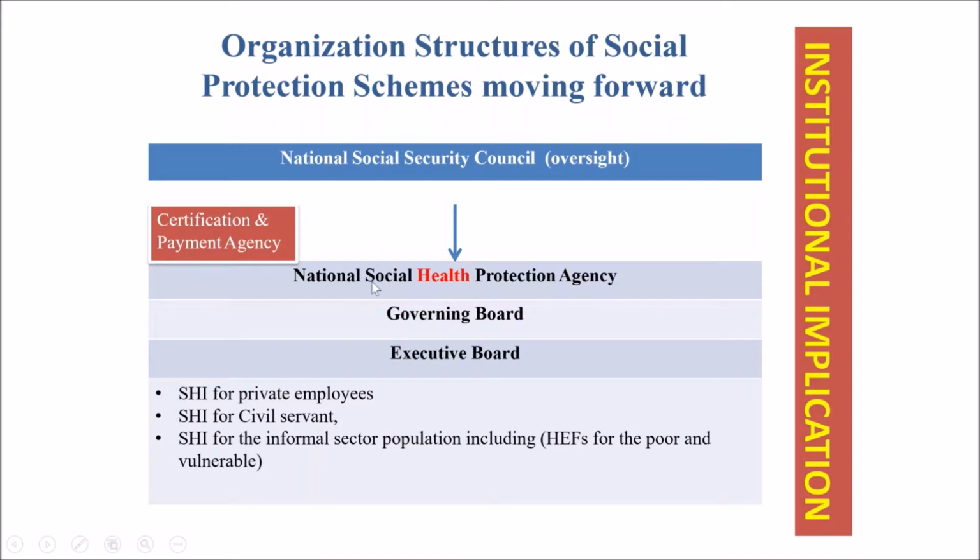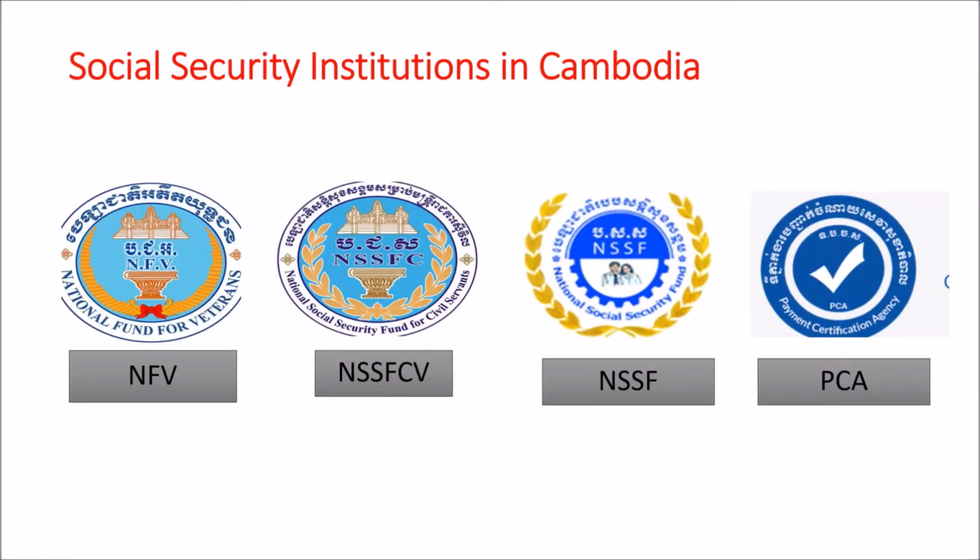And then we have the National Social Health Protection Agency. We have a government board and an executive board, with programs like social health insurance for the private employee, social health insurance for the civil servant, and social health insurance for the informal sector. But this structure is not yet applied. And currently we have separate programs responsible for social security in Cambodia.